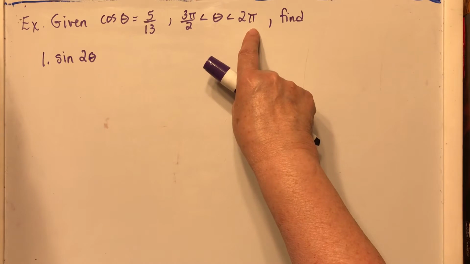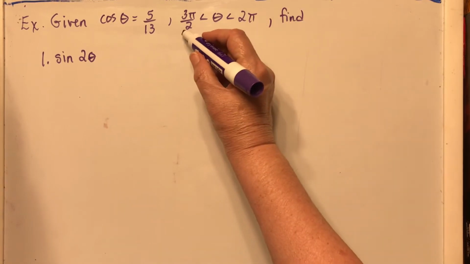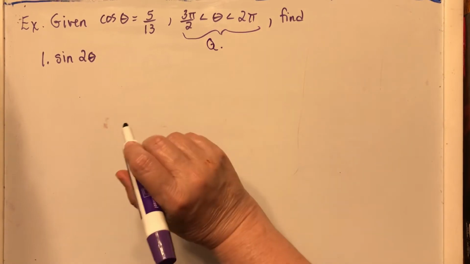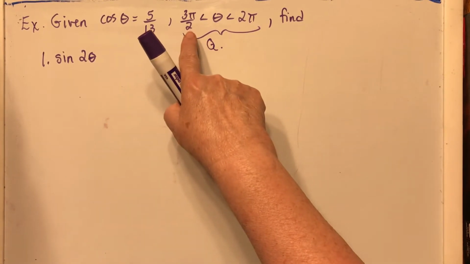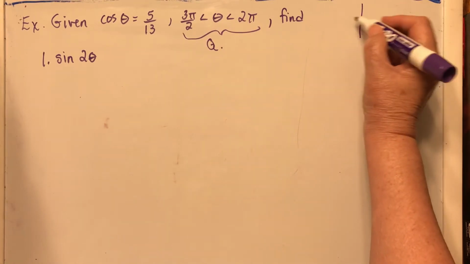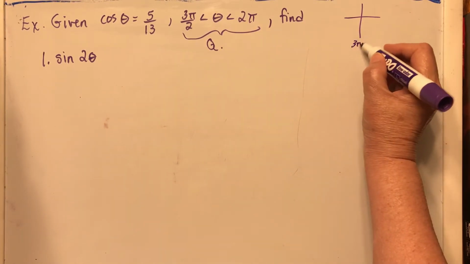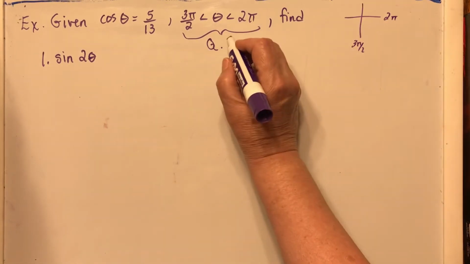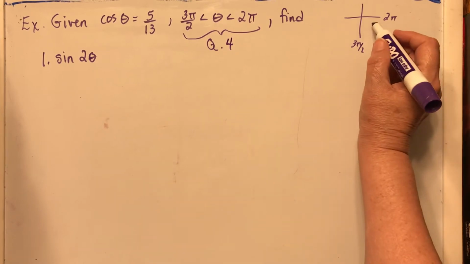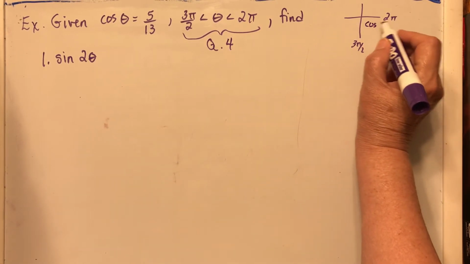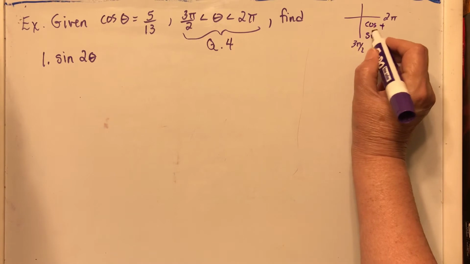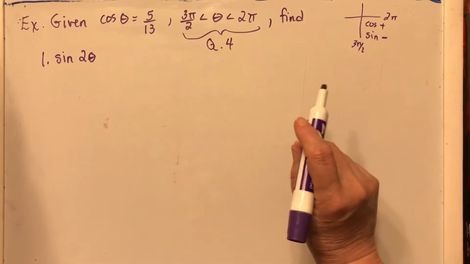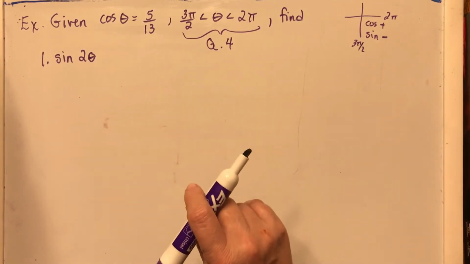So why in the world would they give us this information? Well, this is just to tell us what quadrant our angle is in. So if our angle is between 3 pi over 2 and 2 pi, let's just review that. Here's 3 pi over 2 down here. 2 pi is back where we started from. So we are in quadrant 4. So in quadrant 4, remember that the cosine is positive, so the sine is going to be negative. All students take calculus means that cosine's positive, sine's going to be negative. That's going to come into play in a little bit.